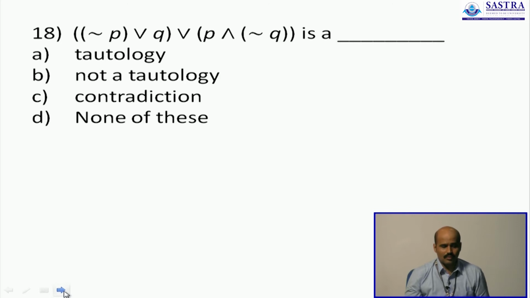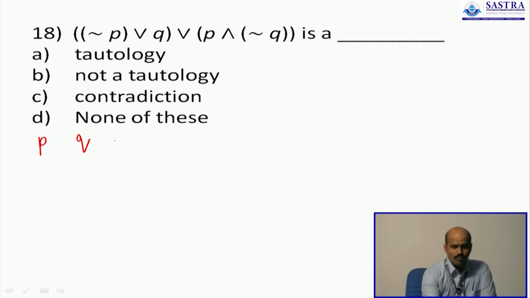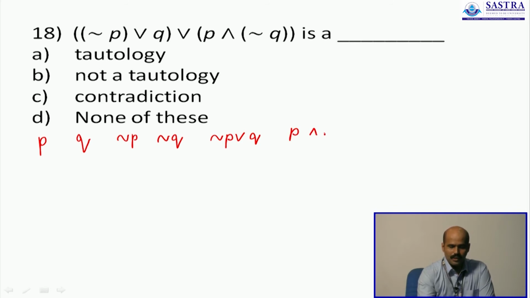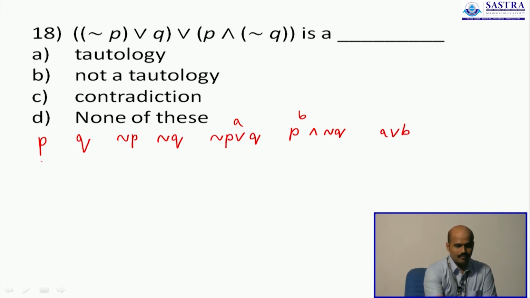Let's have one more example here. So you have P, you have Q, you have negated P, you have negated Q, one disjunction between negated P and Q, one conjunction between P and negated Q. Let's call this A, let's call this B, and you have a disjunction between A and B. Let's classify this again.